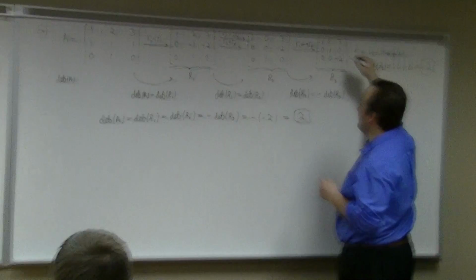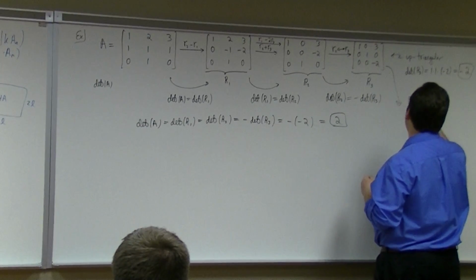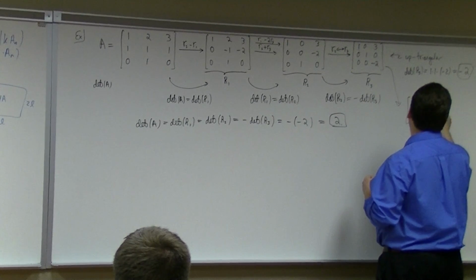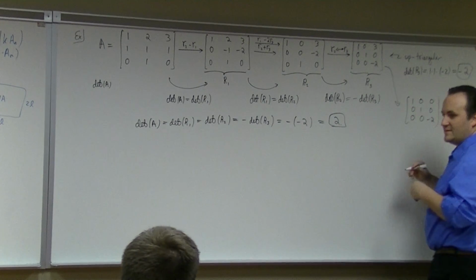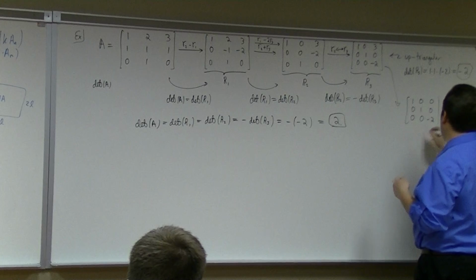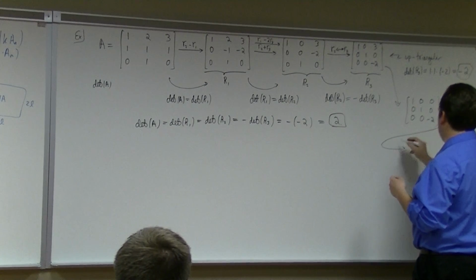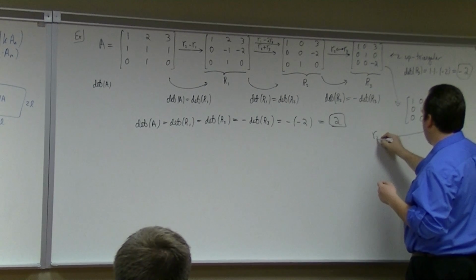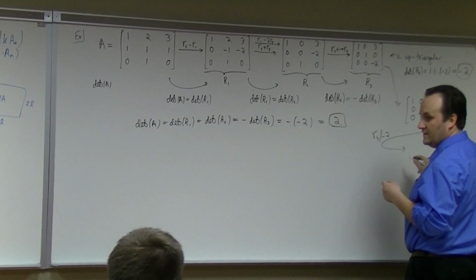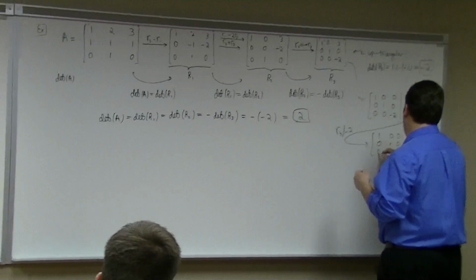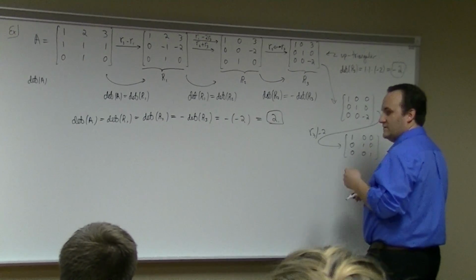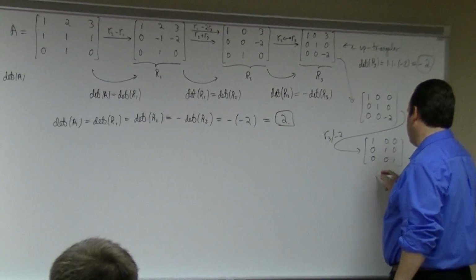Now, if you want to be really devoted to this method, then I should clear out the 3, right? But it doesn't matter, does it? That doesn't cost me changing the determinant. So it's row 3 over minus 2, right? And that gets you to the identity matrix. Now, the identity matrix has determinant 1, right? Right.